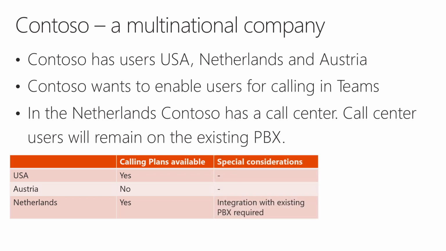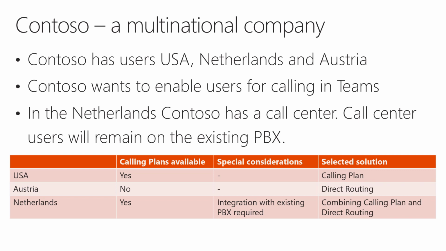Then the special considerations: none for the USA or Austria, but there are special considerations for the Netherlands. They have this integration with their existing PBX for the call center users. So what are they going to do? For the USA, they just go with calling plans, because calling plans provide them everything they need and they don't need to have any local equipment.